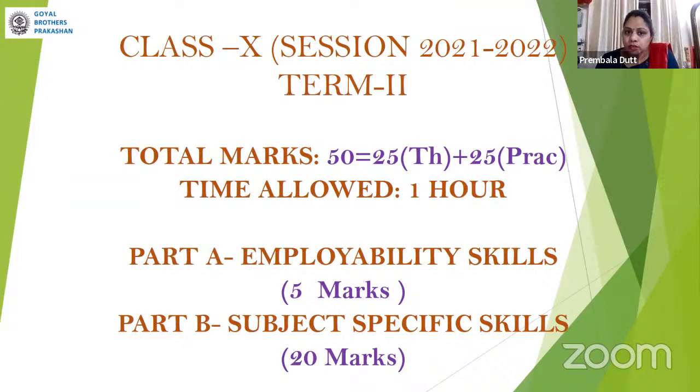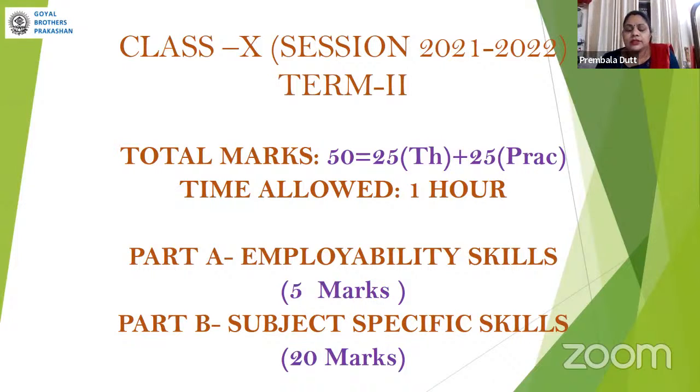So the total mark for term 2 is 50, in which 25 marks are for theory and 25 marks are for practical. The total time allowed for this subject is 1 hour. So part A is of 5 marks, part B is of 20 marks. Generally, what the students do when they open the book, they start preparing from part A, because they say, okay, we'll start from chapter 1, 2 and move on.